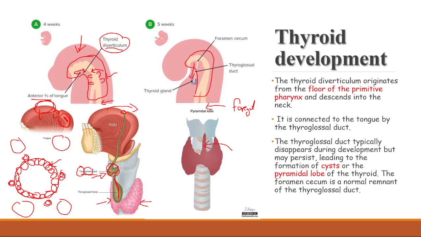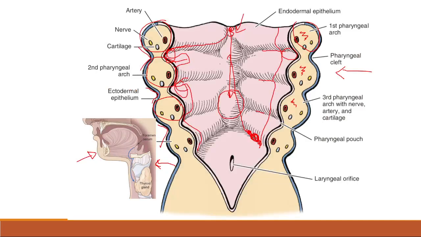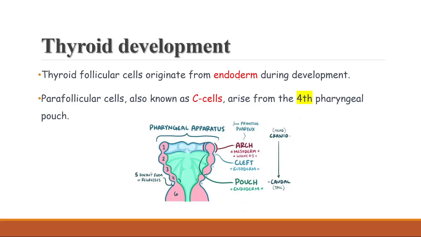The parafollicular cells, okay? So let's read here. Thyroid follicular cells originate from the endoderm during development, and parafollicular cells, also known as C cells, arise from the fourth pharyngeal pouch. This is the first, second, third, fourth. This is the fourth pharyngeal pouch. Some cells arise from here, and they invade the thyroid gland.